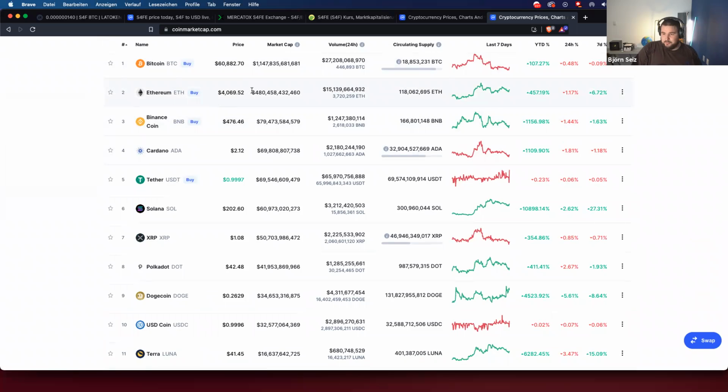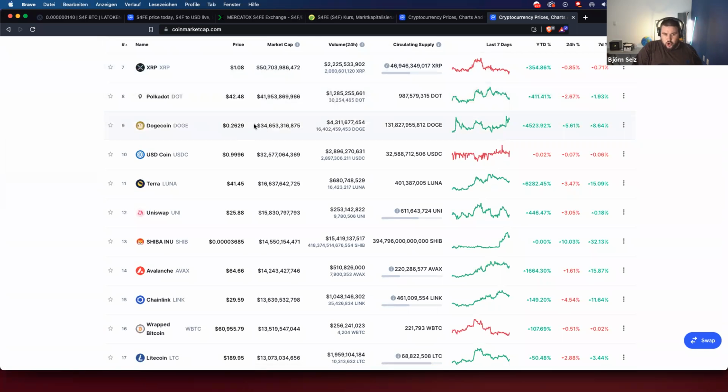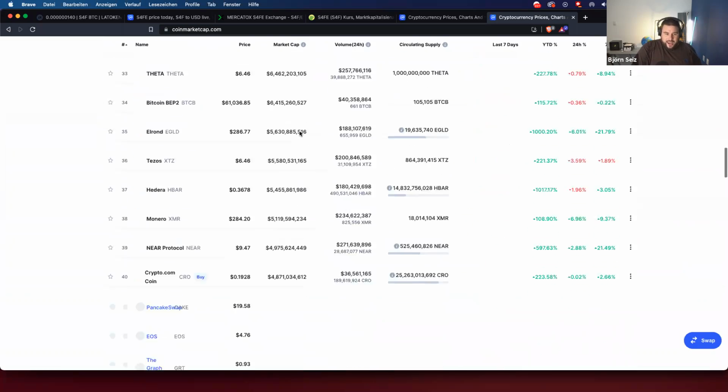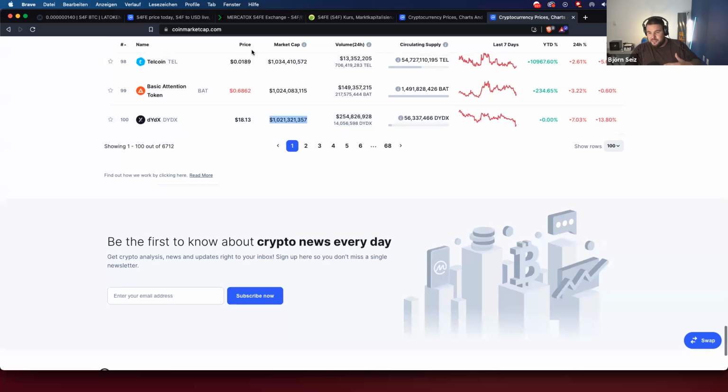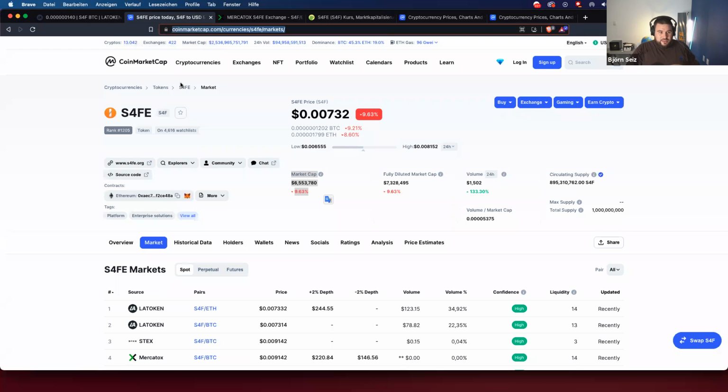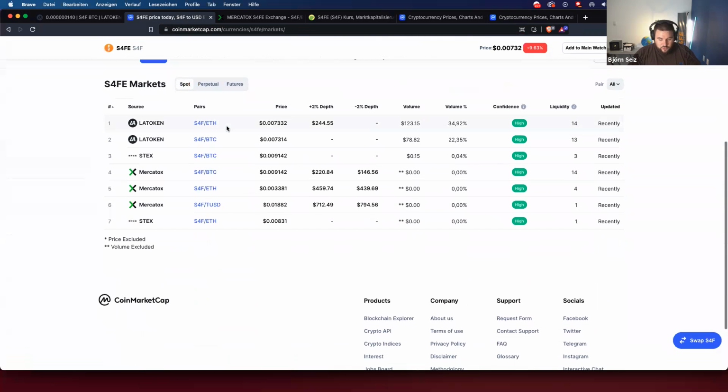Ethereum, $480 billion. Dogecoin, $34 billion. And our goal is, first of all, to move into the top 100 with a market cap of 1 billion. That means we need to grow a lot. And that's good as well, because if we were already there, we would not have such a huge potential to grow. But just so you know, that's the whole thing here.